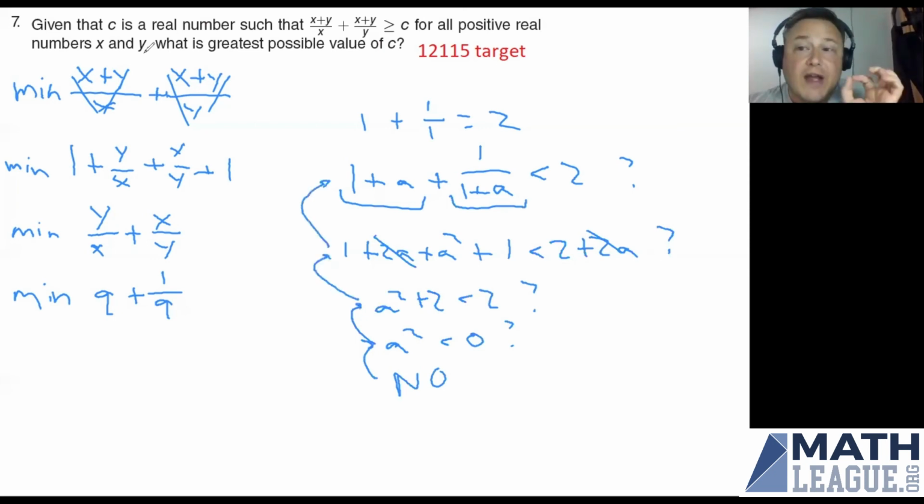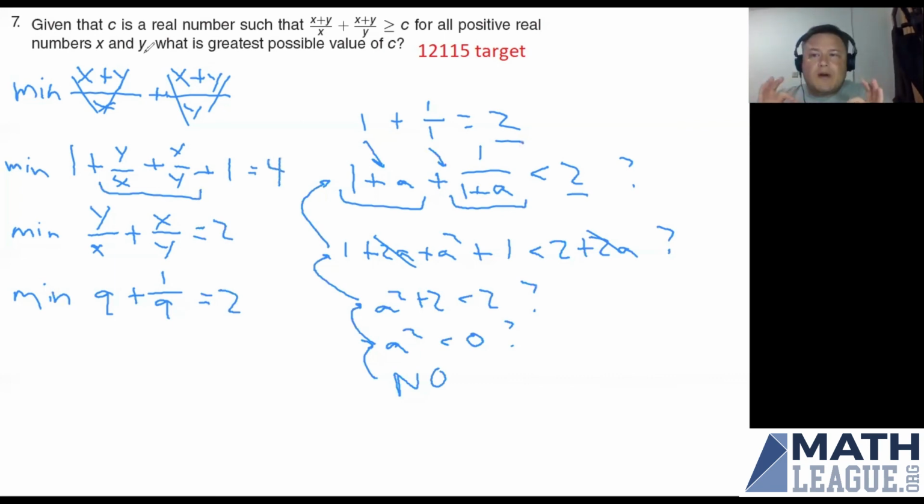In other words, adding an a onto the 1 in the numerator and the denominator will not allow us to get anything that's less than 2. So the best we can do is a 2 for the sum of a number and its reciprocal. So if that is going to be a 2, that means the minimum here is going to be a 2. And if this part is 2, then the minimum of the overall thing is 4.